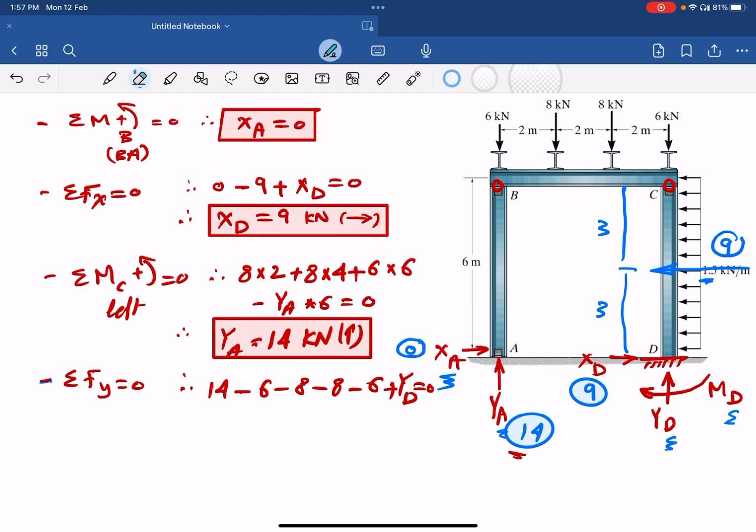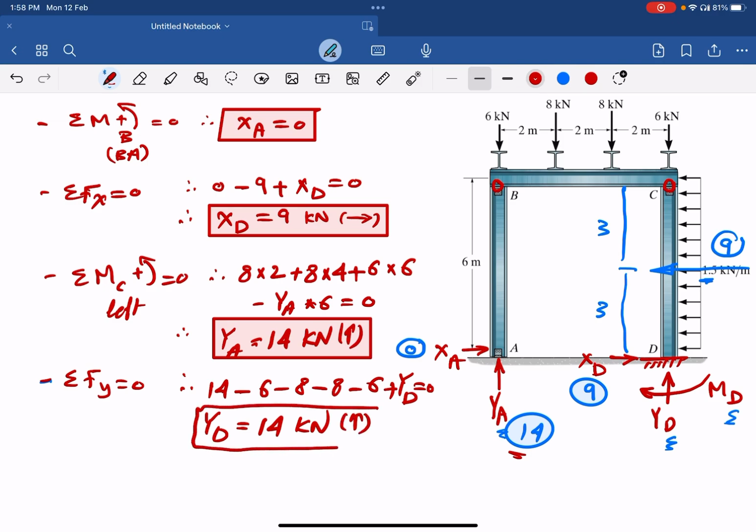Okay. So the only unknown here will be the Yd. Let's get Yd equals how much? Okay, so 14 plus 6 plus 8 plus 8 plus 6 minus 14. The Ya in this case equals 14, so Yd equals 14 kilonewton. And it is positive. It means as we assumed it as going upward in our calculations, so it is as we assumed.